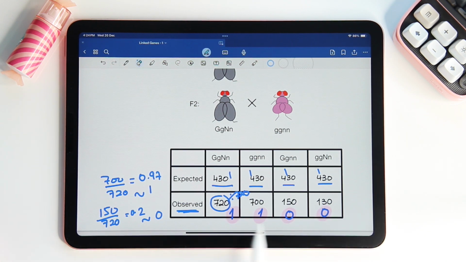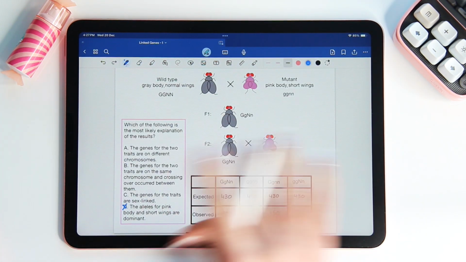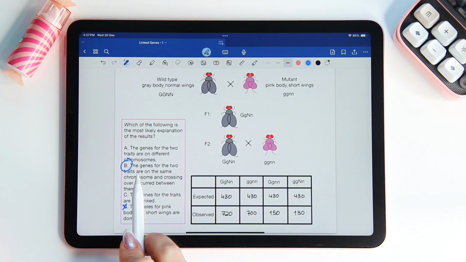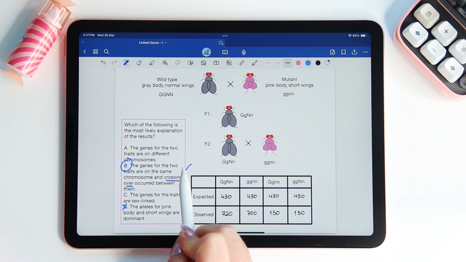So the results show a ratio of 1 to 1 to 0, 0, instead of the 1 to 1 to 1 to 1, which implies that the two genes in this question are linked, meaning they are on the same chromosome. To this point, we have everything we need to answer the question, which is clearly option B. The genes for the two traits are on the same chromosome. This option also says that crossing over occurred between them. So let's talk more about that.